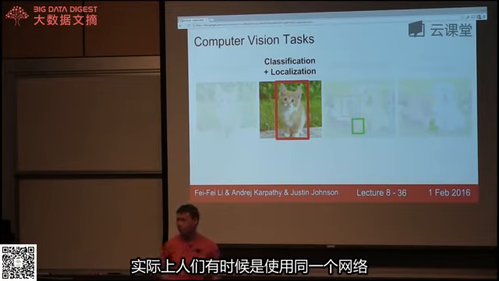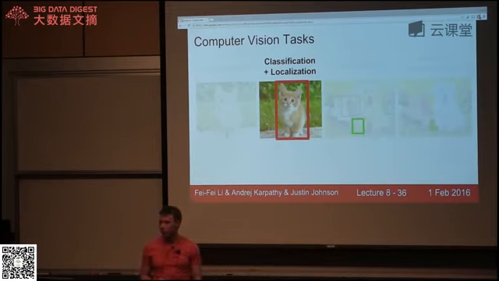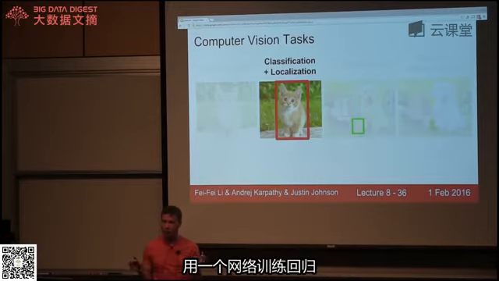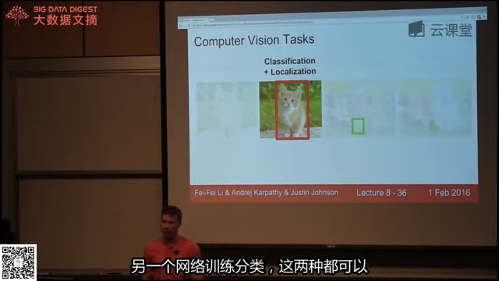Yeah? If you're backpropping through the whole network, does that mean you then have to train with the classification head and the localization head simultaneously? Good question. Yeah, so sometimes people will do that. They'll train with both simultaneously. Also, sometimes people will just end up with separate networks, one that's only responsible for regression, one that's only responsible for classification. Those both work.